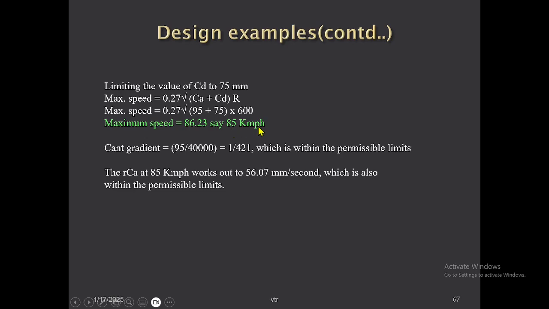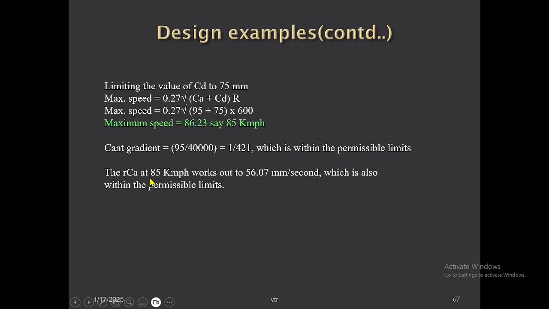We fix 85 kmph as our maximum speed. And the cant gradient we are checking here is 95 mm, the cant actual, divided by 40 meter. So 95 mm for 40 meter. We are converting 40 meter into mm. So 95 by 40,000 gives 1 in 421, which is flatter than 1 in 360. Only up to 1 in 360 we can go, which is within the permissible limit.